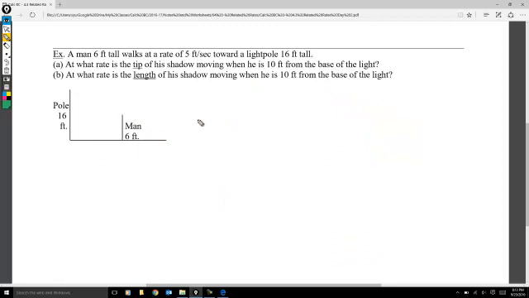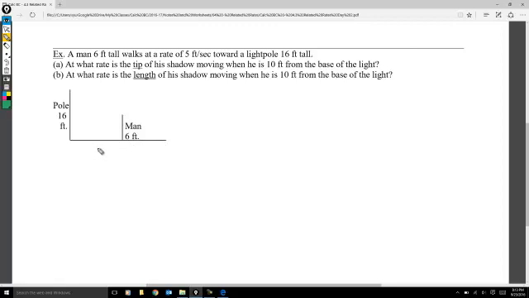Part B wants to know what rate the length of the shadow is moving when he's 10 feet from the base of the light. So this is different from part A in that part A wanted to know at what rate the tip of his shadow was moving. So it wanted to know how this whole distance was changing, basically. Part B wants to know at what rate the length of his shadow is moving. So we want to know how this distance right here, just his shadow, is changing. That's what I want to know.